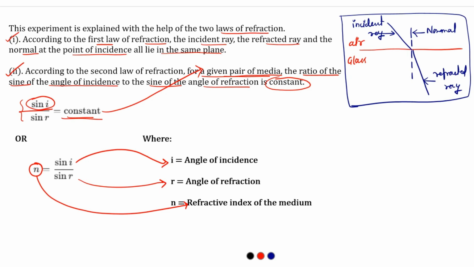These are called the laws of refraction, and they can be explained with the help of this rectangular glass slab experiment. I hope you understand the explanation of this experiment, which is very important. Sometimes it is asked in the exam. So write all those points and make notes to prepare for your exam.